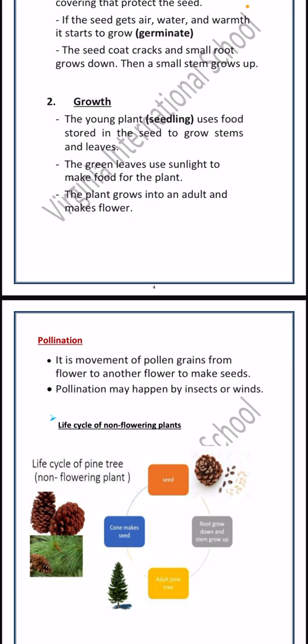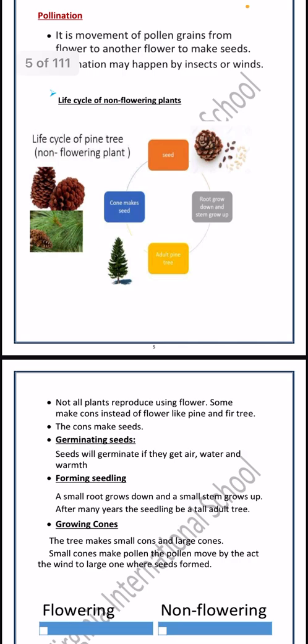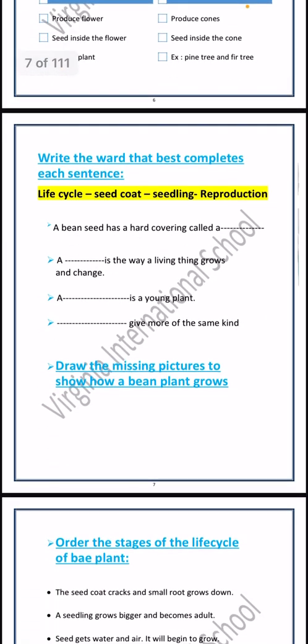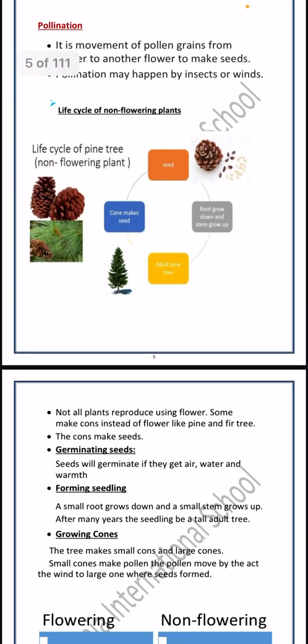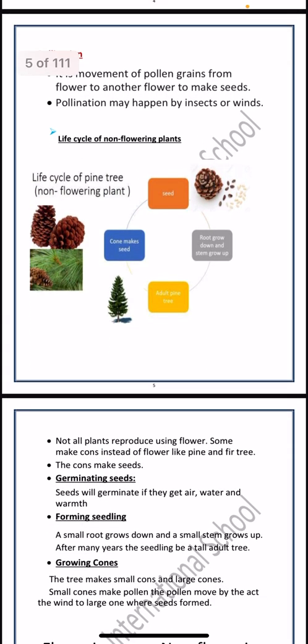Okay, so pollination means the movement of pollen grain from a flower to another flower to make what? To make seeds. Because when we have seed, the cycle will repeat itself again and again and again. Okay, so this is pollination. This is how the plant reproduces.